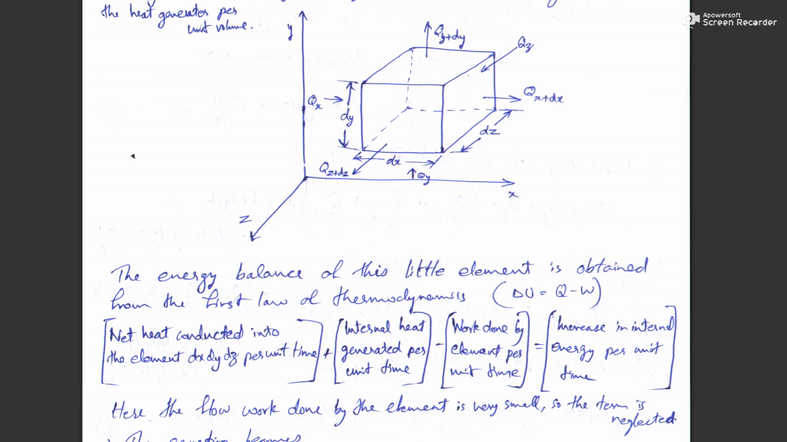Here, the energy balance of this little element is obtained from the first law of thermodynamics. What is the first law of thermodynamics? Delta U is equal to Q minus W. That is, change in internal energy is equal to heat minus work. Heat means heat input. Work means work done by the system on the surroundings.